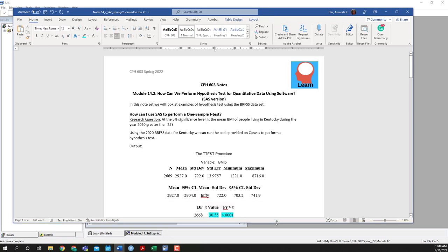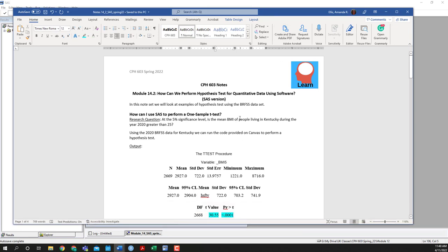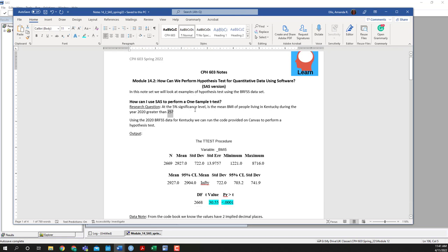The first hypothesis test that we're going to look at is the one sample t-test. And so a one sample t-test can answer a question like, at the 5% significance level, is the mean BMI of people living in Kentucky during the year 2020 greater than 25? And so notice here we're going to use the value 25 because anything over 25 suggests overweight or obese. And then again, we're going to be looking at that BMI variable.